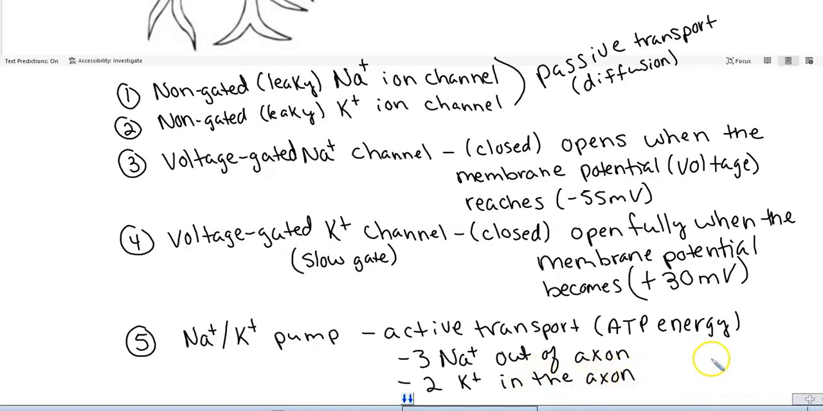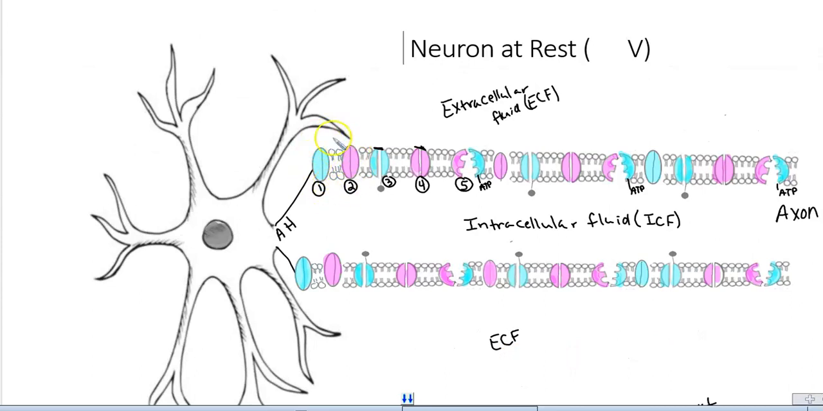Okay, so that's what the sodium-potassium pump does. 3 out, 2 in. 3 out, 2 in. And it's responding to the leaky channels. So these beginning ones, they're not necessarily right there, they're all down the membrane. I just put them there.